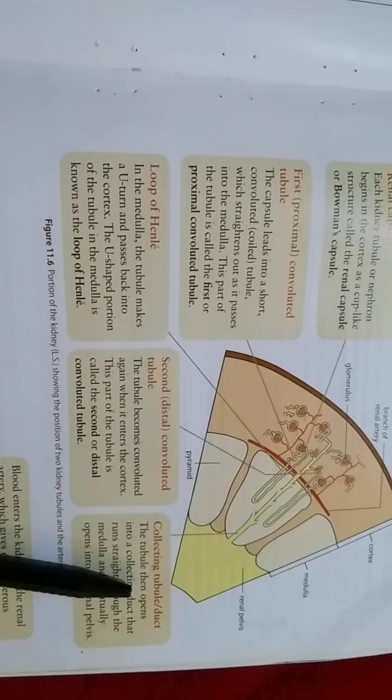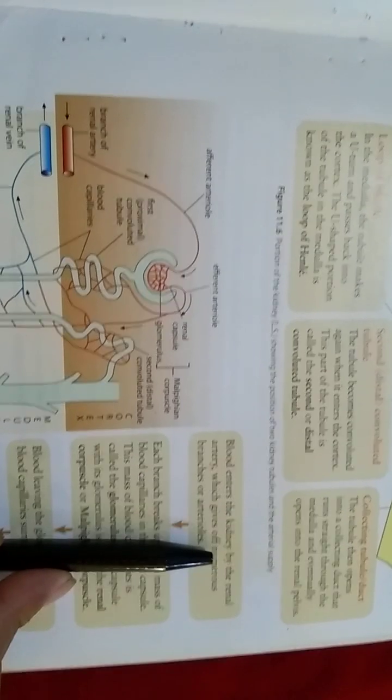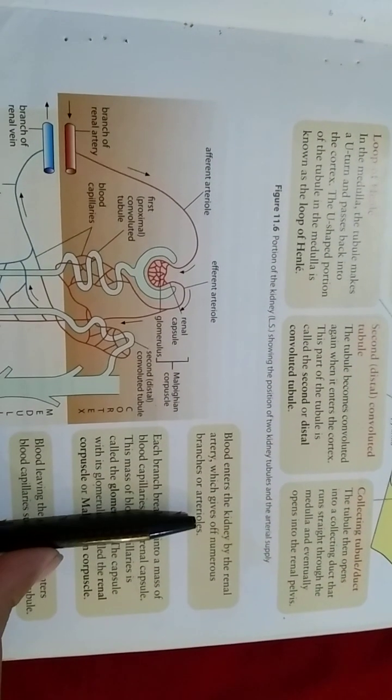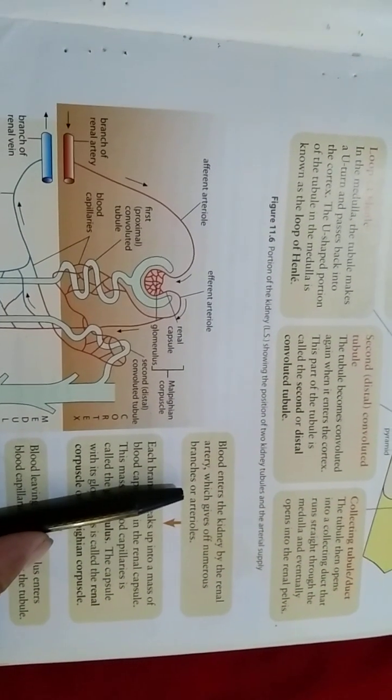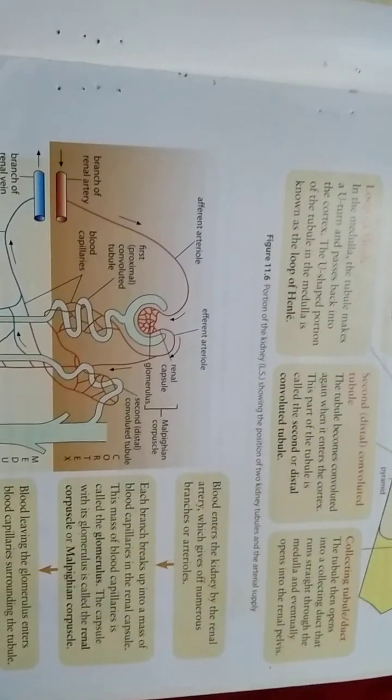Collecting duct. The tubule then opens into a collecting duct that runs straight through the medulla and eventually opens into the renal pelvis. Blood enters the kidney by the renal artery, which gives off numerous branches or arteries.